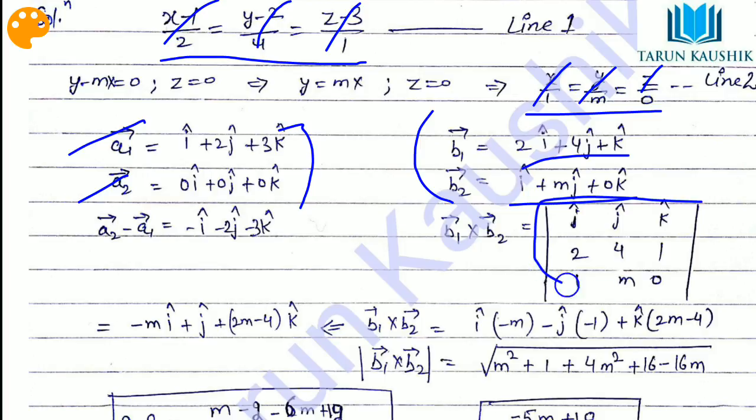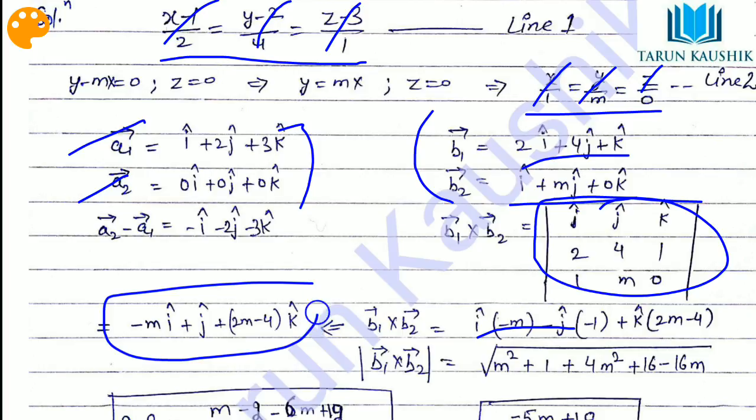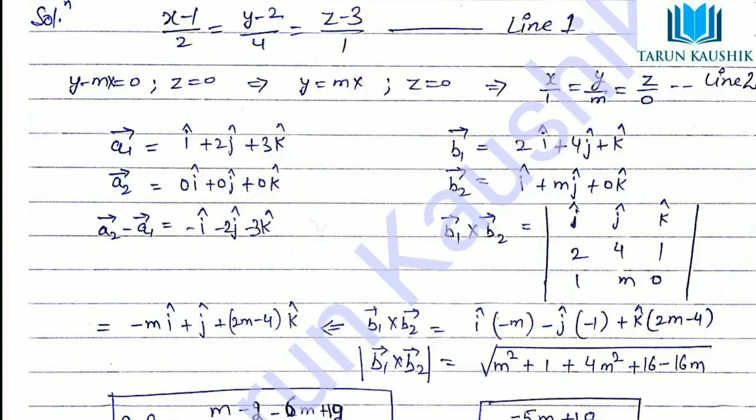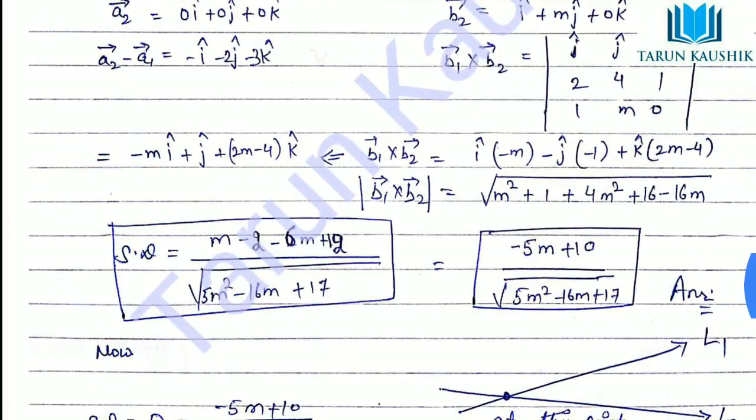So just calculate the cross product of these two, and after doing that your cross product comes out to be this, and take the magnitude of that. Okay, and subtract these 2 points, get this answer. Now you have to do the dot product of these two, the dot product of a2 minus a1 and b1 cross b2.